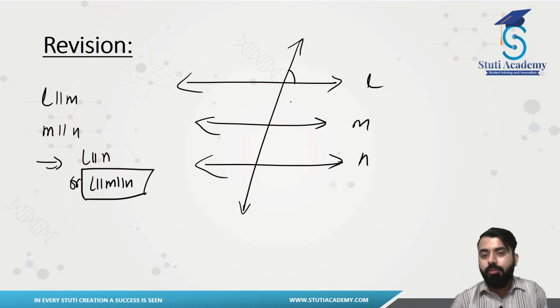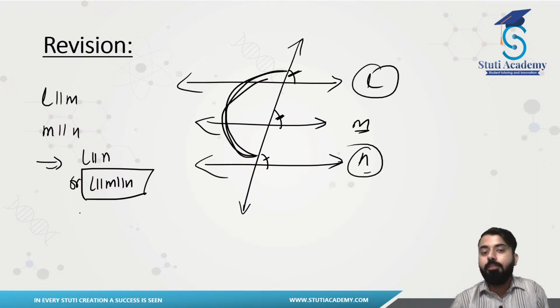There we had used our corresponding angles, right? If L is parallel to M, then this angle is the same as this one. If M is parallel to N, then this angle is the same as that one. So ultimately, both of these two angles are the same. That means L is parallel to N. So these were the things discussed in our earlier session. I hope you remember each and everything from the last session and the session before. Now let's jump to the questions.